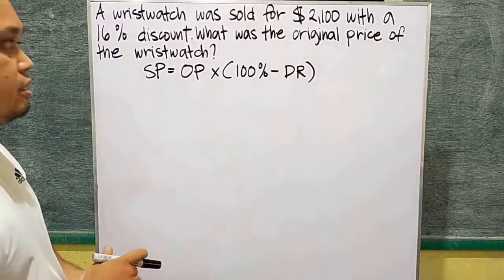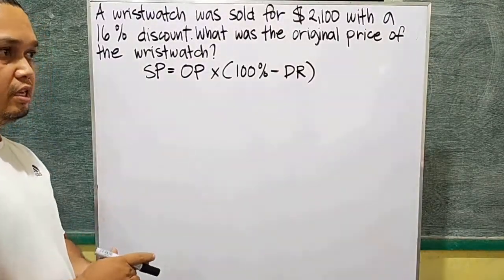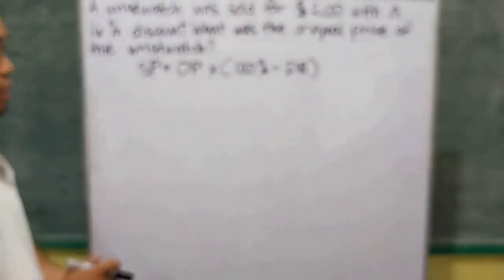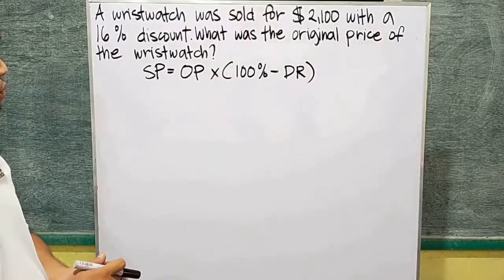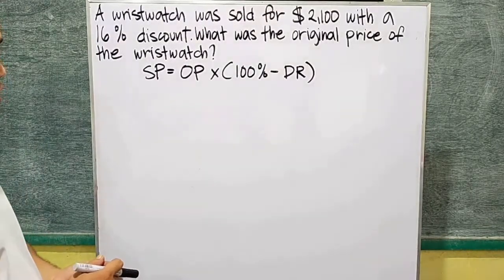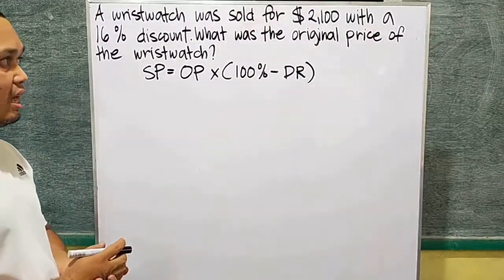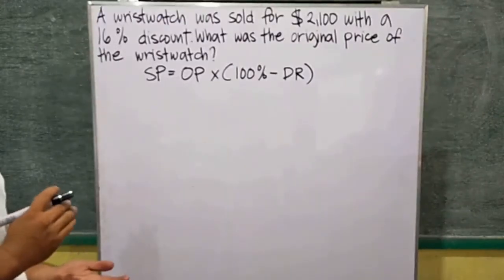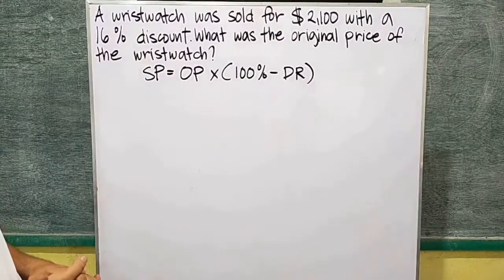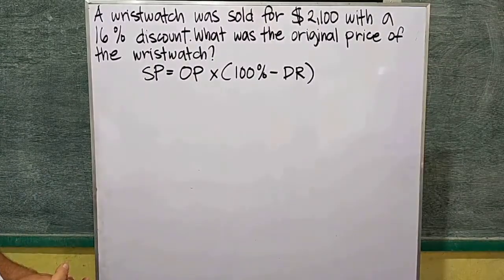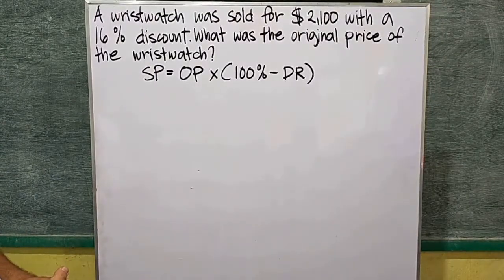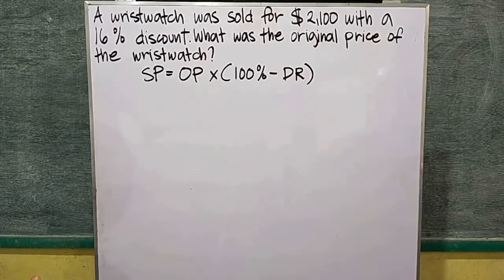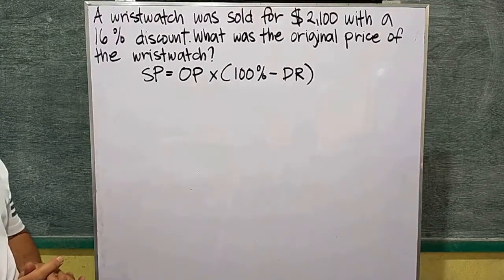For our next and last example, let's read. A wristwatch was sold for $2,100 with a 16% discount. What was the original price of the wristwatch? Now, this is a little bit tricky because the given here are the sale price and the discount rate, and we are looking for the original price.